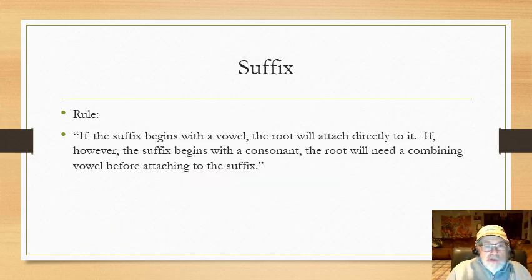Some rules. If the suffix begins with a vowel, the root will attach directly to it. If the suffix, however, begins with a consonant, the root will need a combining vowel before attaching to the suffix. Okay, that's pretty much what we talked about in our preceding slide.